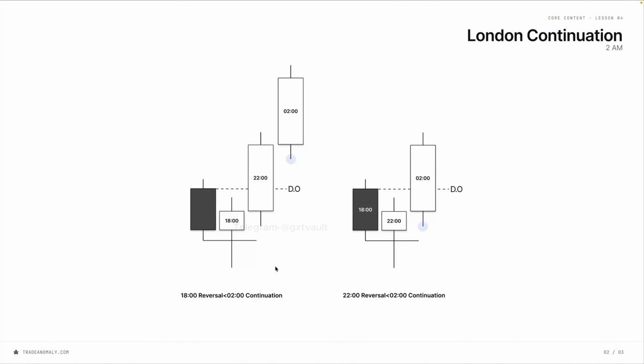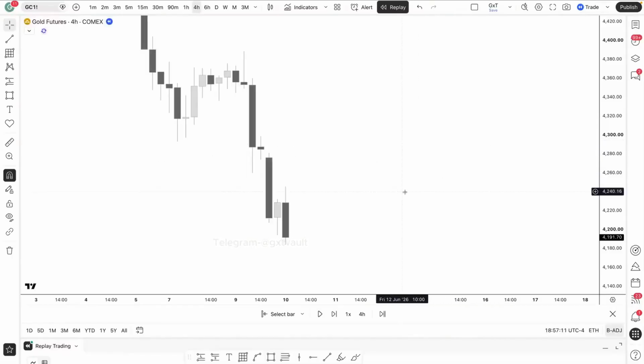That can happen two ways. Whether 1800 puts the low of the day in, then you have to have 2200 expand. Or if 1800 doesn't put the low of the day in, but 2200 does, then you can trade C3 continuation. Then you can trade C3 London continuation on the 4-hour. Now let's get into some chart examples covering the London session.